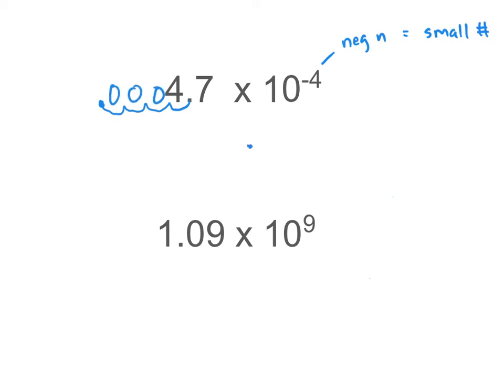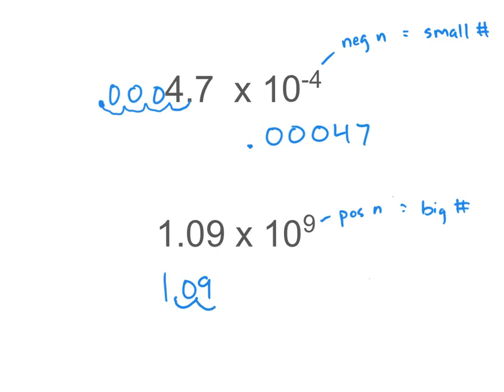So my new number is 0.00047. That's how we do small ones. I move the decimal left, and I make a small number because n was negative. Well, for this one, n is positive. That's a positive n, and so I'm going to make a big number, a number greater than 1. I've got 1.09, and I'm going to move the decimal 9 places to the right. That's a lot. 1, 2, 3, 4, 5, 6, 7, 8, 9.